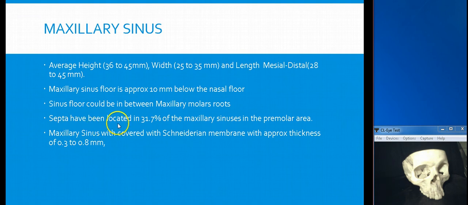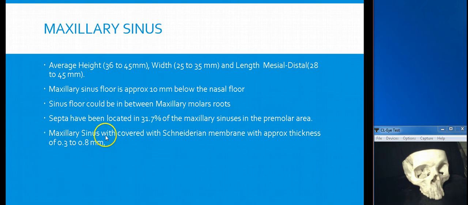The septa has been located in 31%. Well, what is septa? Septa divides the maxillary sinus into two chambers. So septa has been located in 31.7% of the maxillary sinuses, and it's usually around the premolar area. Okay, so if you have one big maxillary sinus, it's sometimes divided into two by a small thin bone called septa, and usually you find them at the premolar area.